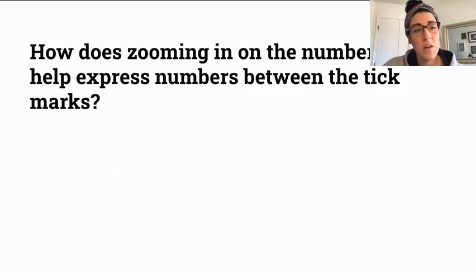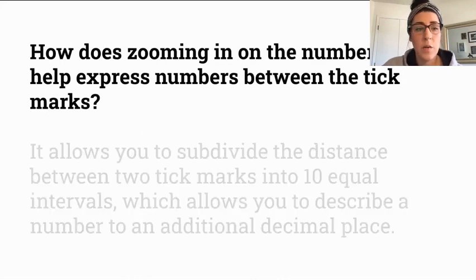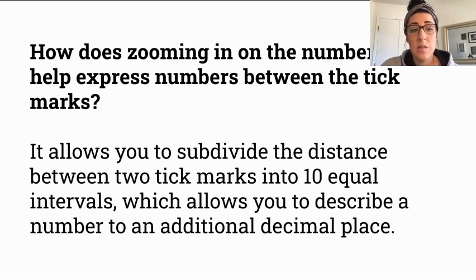How does zooming in on the number line help express numbers between the tick marks? It allows you to subdivide the distance between two tick marks into 10 equal intervals, which allows you to describe a number to an additional decimal place.